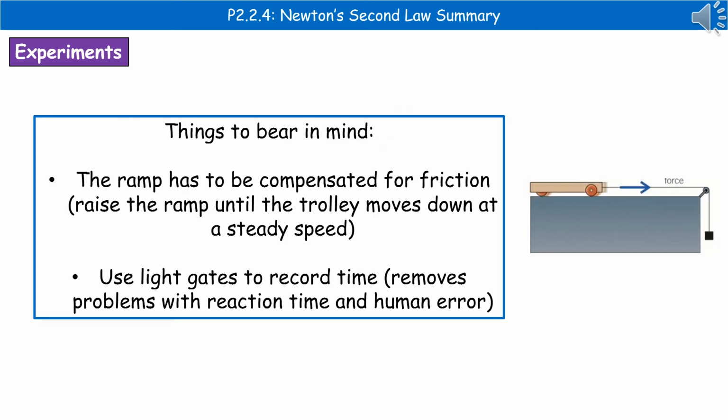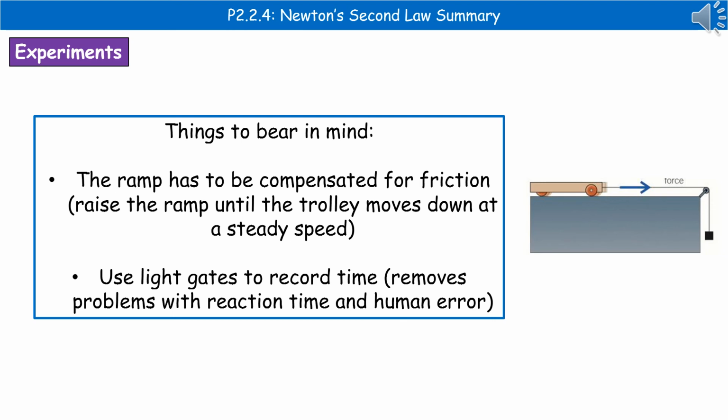One of the things they could ask you about is how to carry out experiments to investigate things like Newton's second law. So you've probably done experiments using the trolleys and masses to do this. And there are a couple of things we need to bear in mind about these experiments. First of all, we need to compensate for friction. So the way that we actually compensate the ramp for friction is by raising the ramp to an angle until the trolley moves down at a steady speed without accelerating.